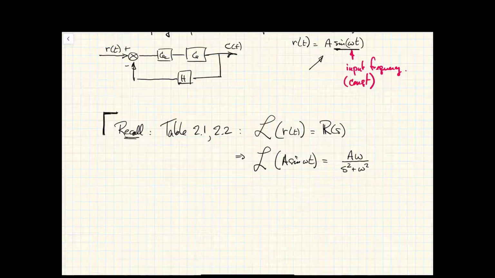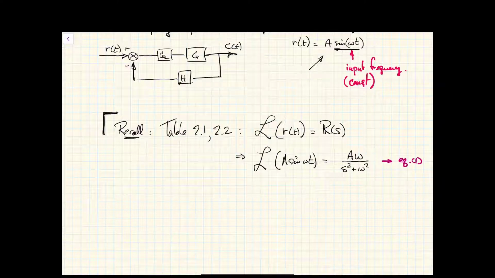Again, bear in mind that A and omega in this discussion are constant, right? S is our variable that we get from the Laplace transform. Let's call that equation 1. We'll come back to it back and forth as we move along. Okay.